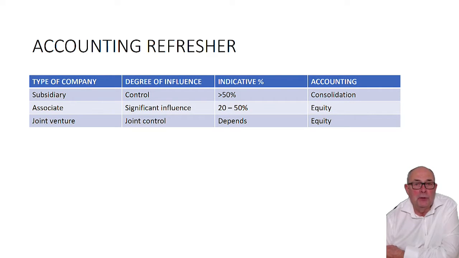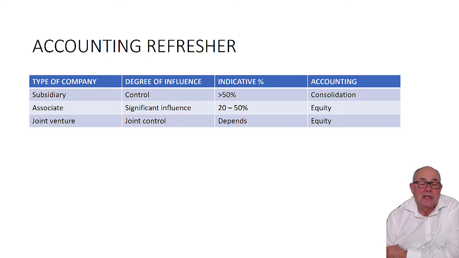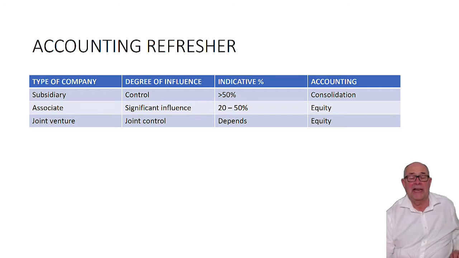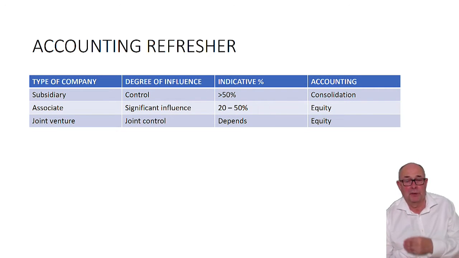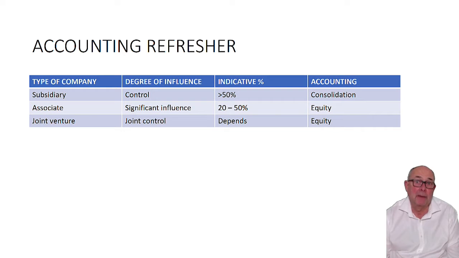If you don't have control, you just have significant influence, so perhaps just one director on the board, sometimes evidenced by shareholdings between 20 and 50%. The method of accounting is equity accounting. Remember, that's like being an equity partner in an accounting firm. So equity accounting, cost plus share of profits. When you become an equity partner, you put money in, cost, and you're entitled to a share of profits.